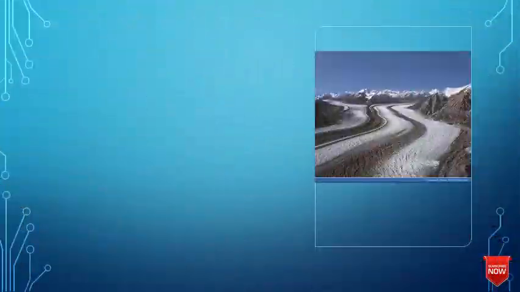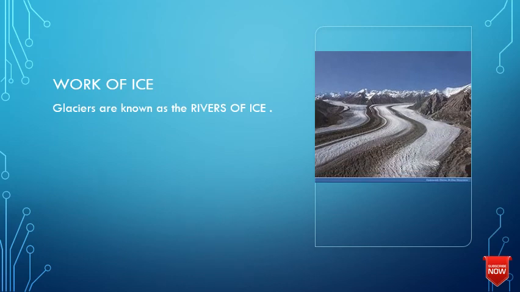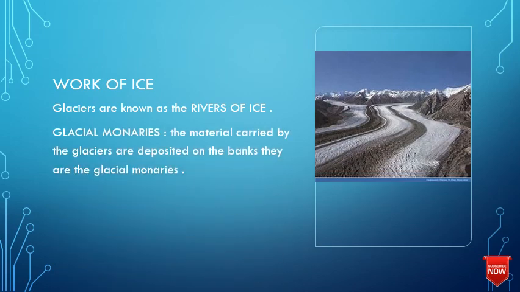Now let's see about work of ice. Glaciers are also known as the rivers of ice. Glacial moraines. The material carried by the glaciers is deposited on the banks. They are the glacial moraines. See, these are the glacial moraines.